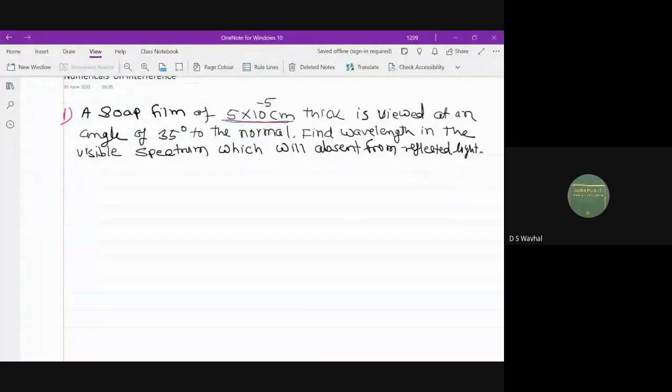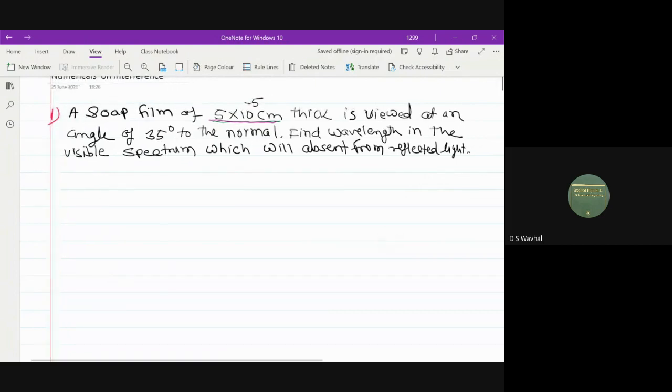Okay, in this lecture, I am going to solve numericals on interference of the light. The first numerical is written over here. A soap film of 5 into 10 to power minus 5 centimeter thick is viewed at an angle of 35 degree to the normal. Find wavelength in the visible spectrum, which will be absent from the reflected light.